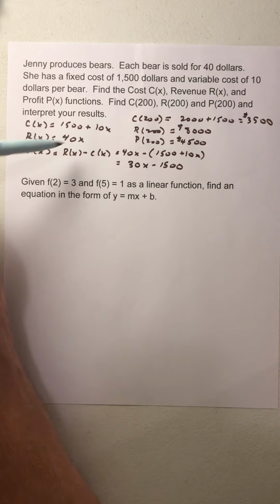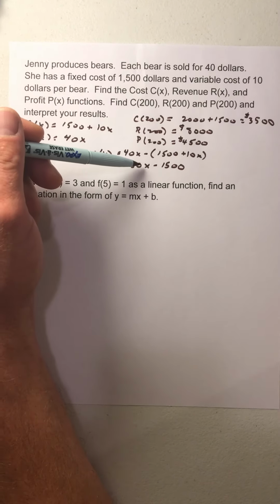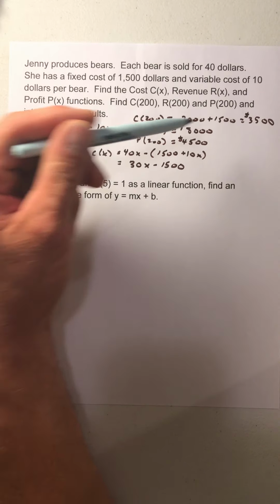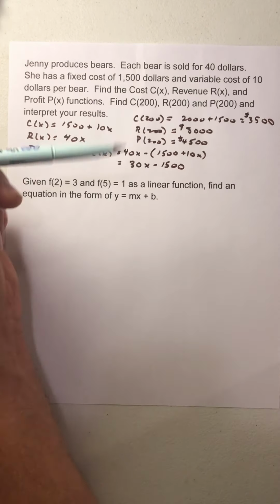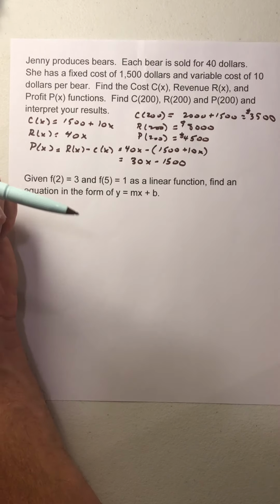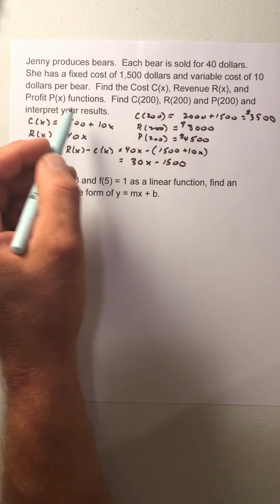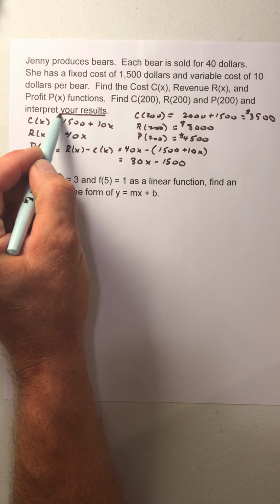Or you could take your revenue up here minus your cost. Doesn't really matter because remember, profit is revenue minus cost. So 6,000 minus 1,500, or 8,000 minus 3,500. Still going to give us that same answer of 4,500. Very important that we interpret our results.